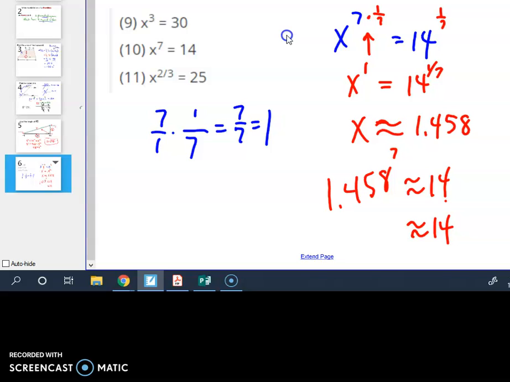So 1.458 raised to the 7th is 14.005. Now, the reason why I'm a little bit over this time is because I rounded up the 8. So that means the answer is a little bit too much. But again, very, very close to 14. So if you haven't tried number 11, I want you to go ahead and try it on your own and then turn the video back on when you're ready to continue.